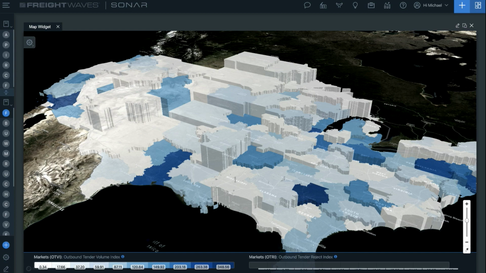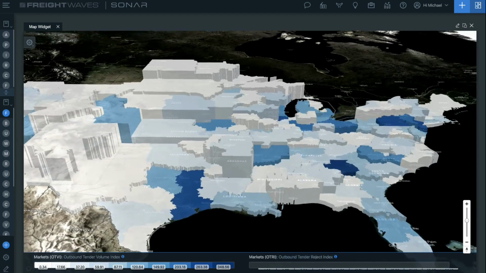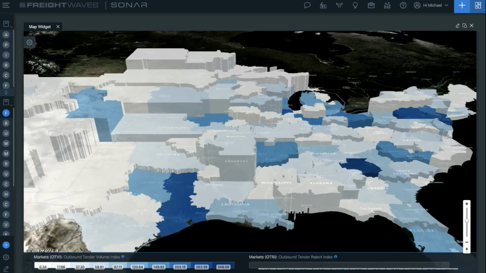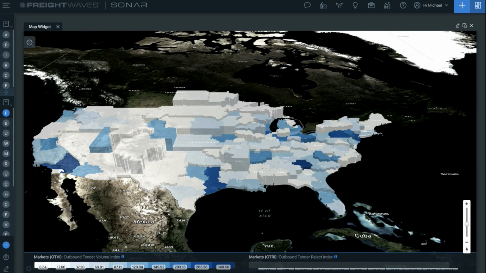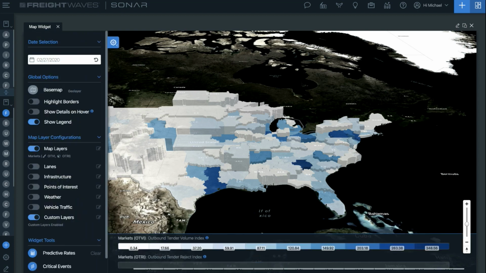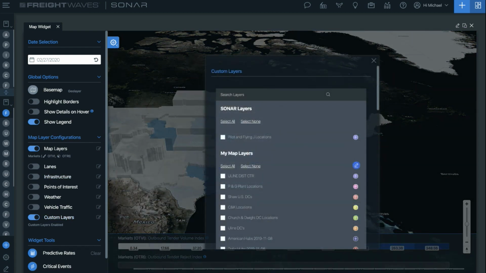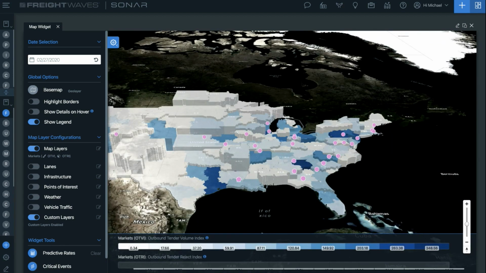And further to that, you can visualize this in several different ways. Here we go. So what I can do is I can show these things a little bit different here. If I go into my custom layers, I can throw up locations for a specific company, all my assets, and then I can see what's going on in those different markets exactly according to where my facilities are in these markets.